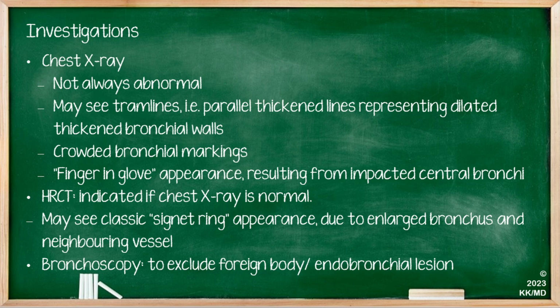And the other thing that is quite textbook specific is the finger-in-glove appearance, which results from the impacted central bronchi. The diagnostic modality of choice really is high-resolution CT scan of the chest, and it is certainly indicated if the chest X-ray is normal. The classic finding for bronchiectasis on a HRCT is the appearance of a signet ring, which is due to an enlarged bronchus and neighboring vessel. And then finally, you might consider doing a bronchoscopy, and that's mostly to look for or exclude any foreign body or endobronchial lesions such as a massive lymph node or carcinoma.